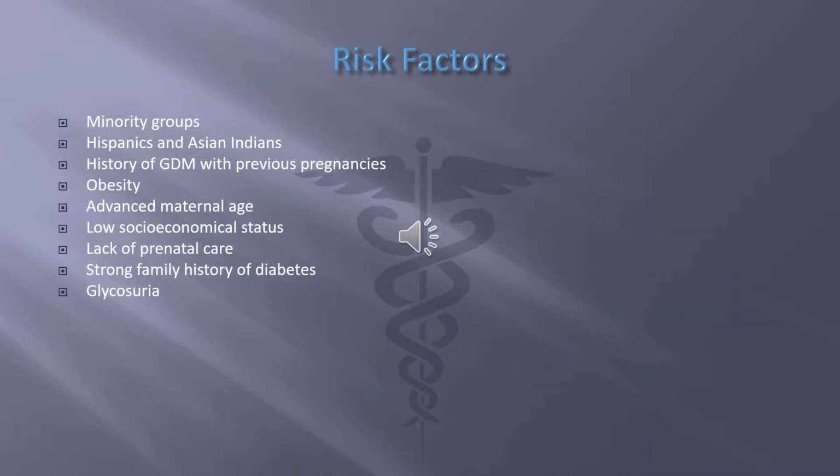Risk factors of gestational diabetes include minority groups, specifically Hispanics and Indian Asians, those with a history of gestational diabetes with their previous pregnancies, obesity, advanced maternal age, low socioeconomic status, those with a lack of prenatal care, a strong family history of diabetes, or glycosuria.